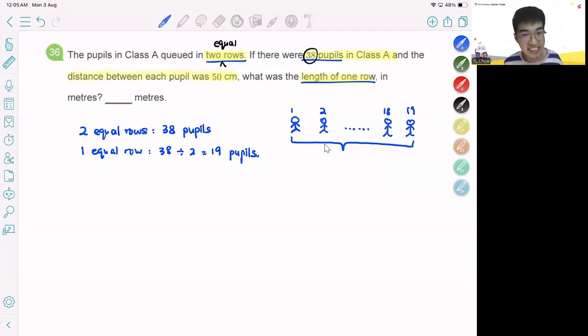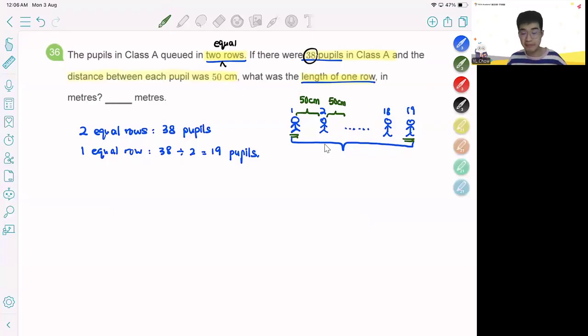Where does the distance come from? Does it come from the pupils itself? Actually not, right? Because the pupils are actually not that wide compared to the interval between the pupils, the gap between them. The distance between two pupils was 50 centimeters. So we need to find out how many gaps are there, how many intervals are there. Now, since there are objects at both ends, we count the length of a row from the end object at one end to the end object on the other end.